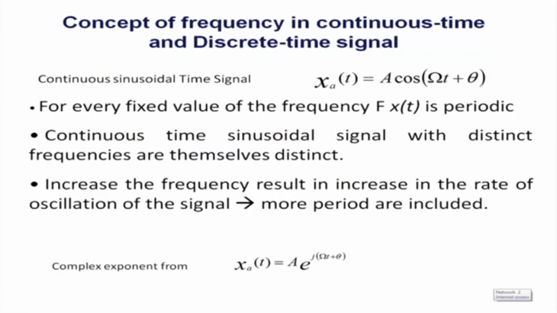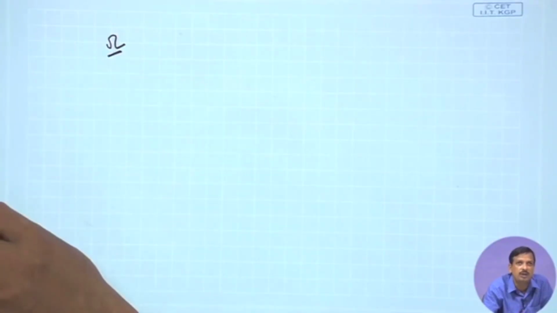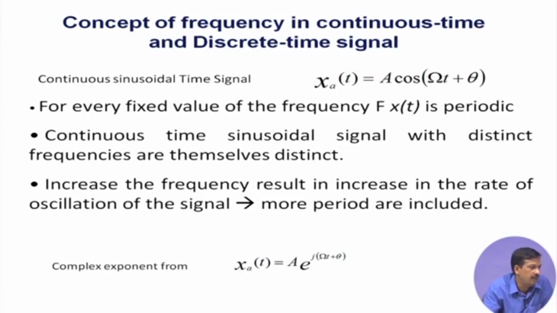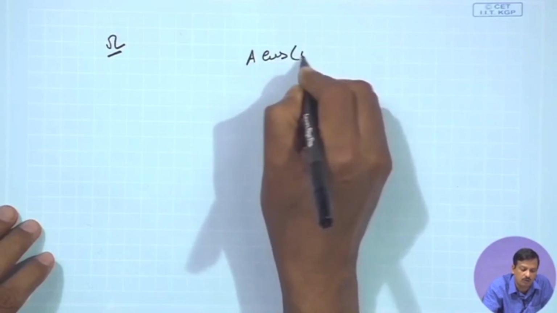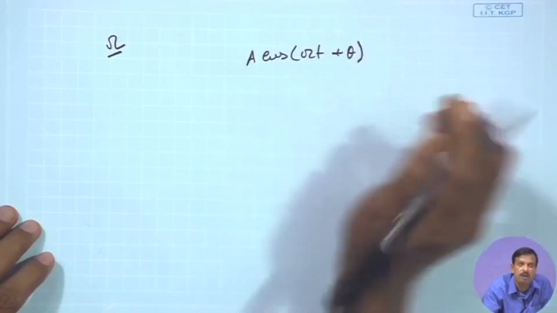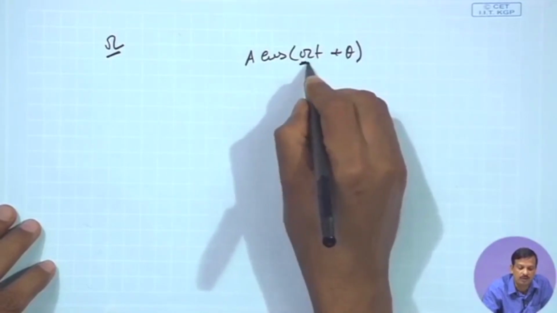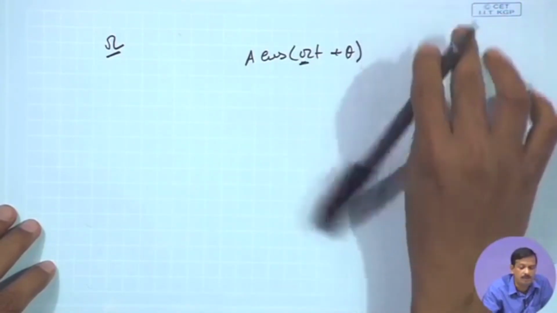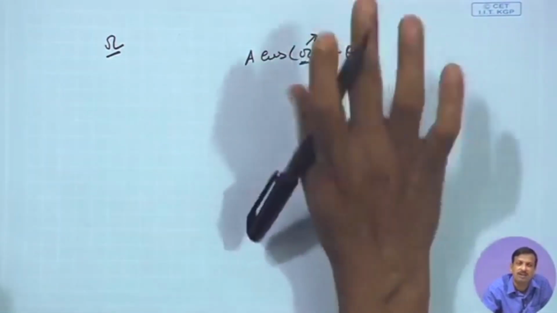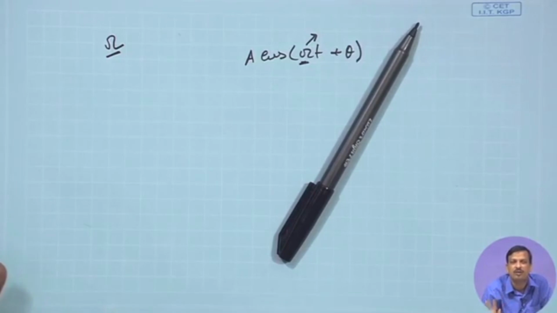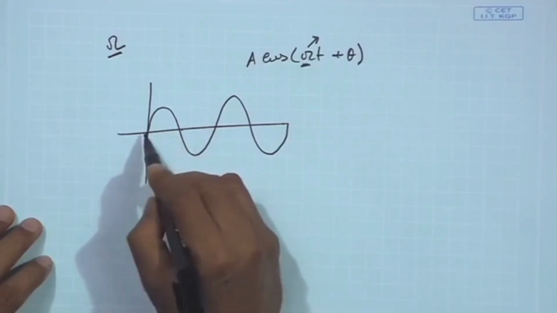Omega always represents the continuous frequency. If I say a sinusoidal signal, let A be the amplitude, A cos(omega t plus theta), where theta is the phase. So, this omega is the continuous frequency. Now, what are the properties? The frequencies are distinct: if it is a 500 hertz sinusoidal, then the frequency is 500 hertz. If you increase the frequency in the time domain, suppose it is like this, this has an oscillation. The number of periods per second gives me the frequency.